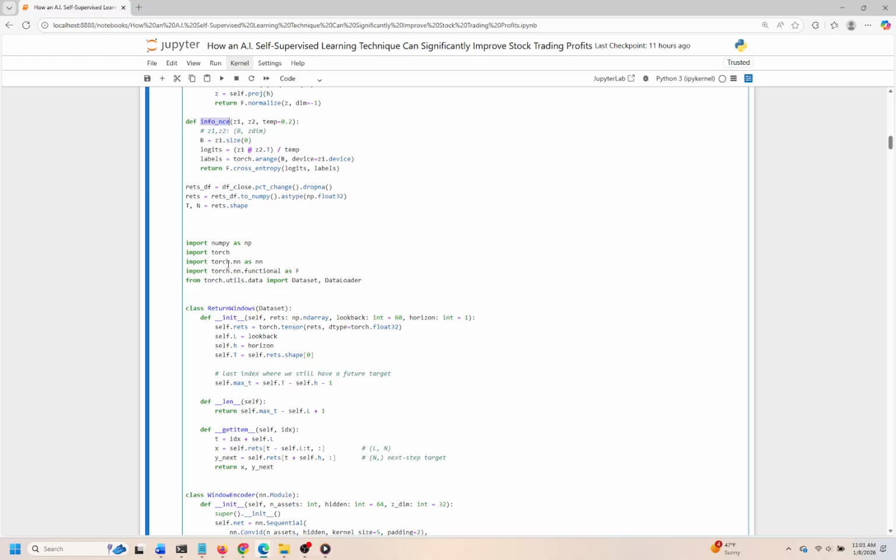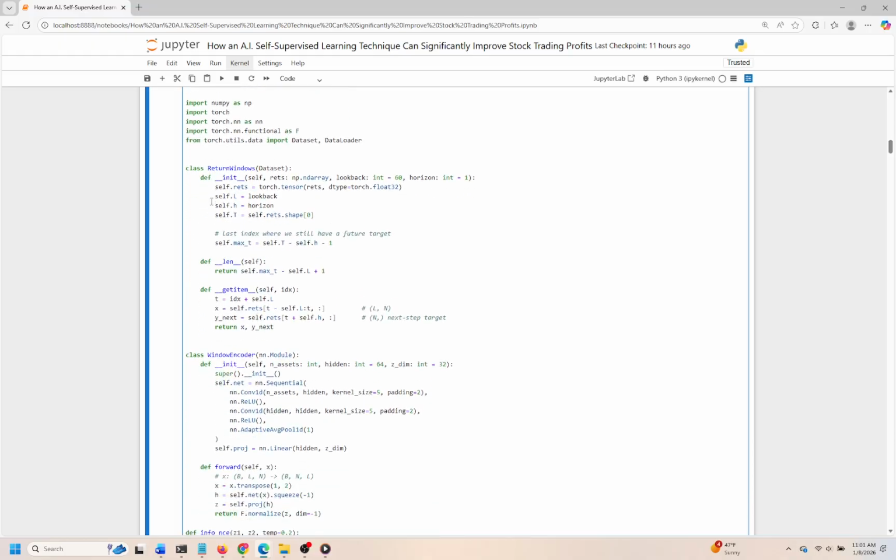To prepare our data for this workflow, we define a dataset class, ReturnWindows, that manages our time series data. It slices the returns into overlapping windows for a specified lookback period and provides the corresponding future target returns. This structured approach ensures that we have a consistent setup for both training and evaluation.